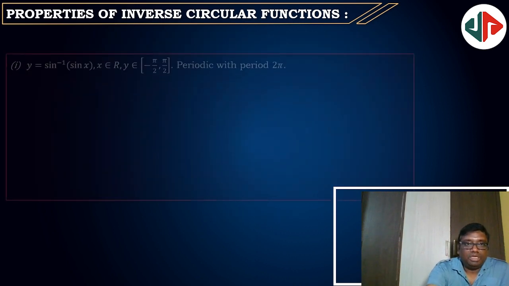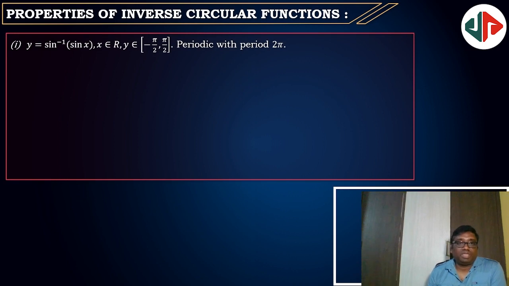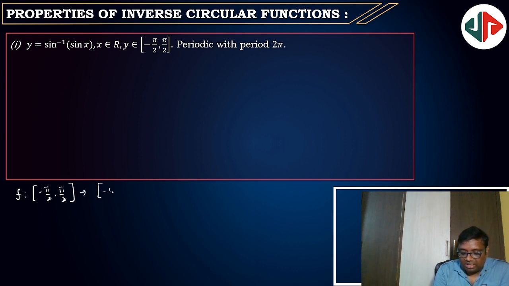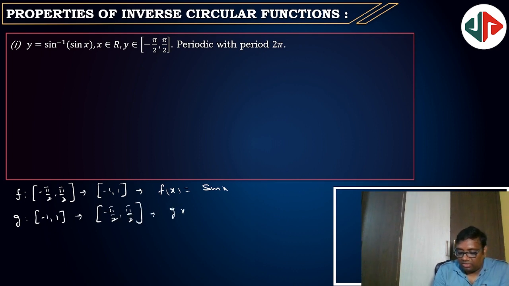In the same manner, if we consider y is equal to sin inverse of sin x when x belongs to R and y belongs to the closed interval minus pi by 2 comma plus pi by 2, then what is the condition? See, this is also the same condition. F is defined from the closed interval minus pi by 2 comma plus pi by 2 to the closed interval minus 1 to 1 by f of x is equal to sin x, and g is defined from the closed interval minus 1 to 1 to the closed interval minus pi by 2 comma plus pi by 2. G of x is equal to sin inverse of x.